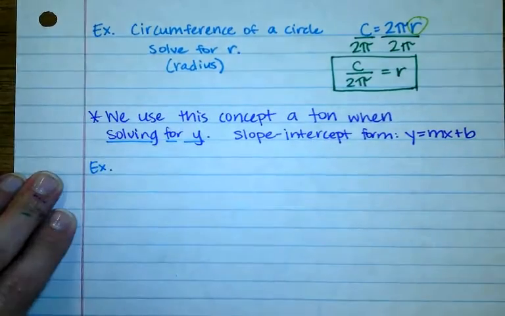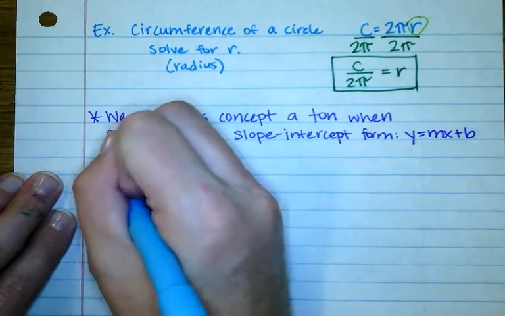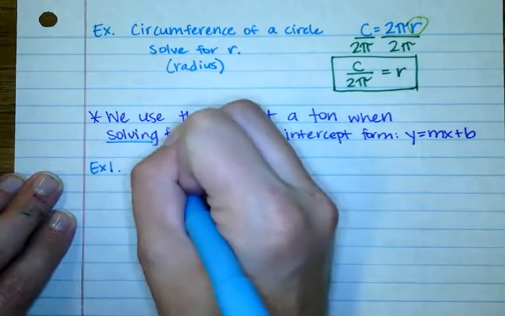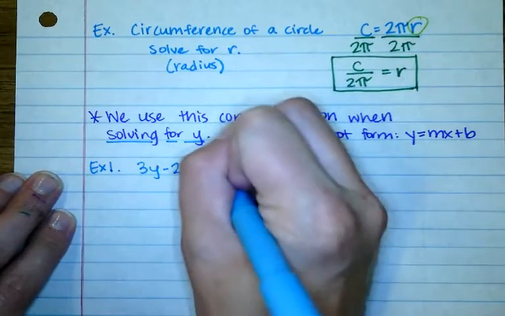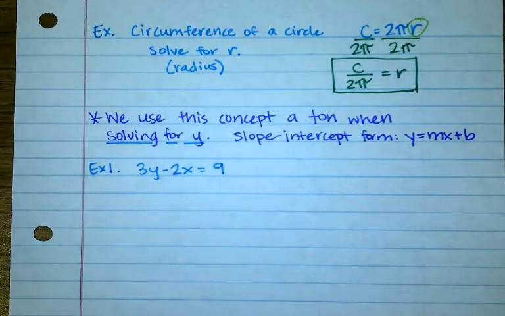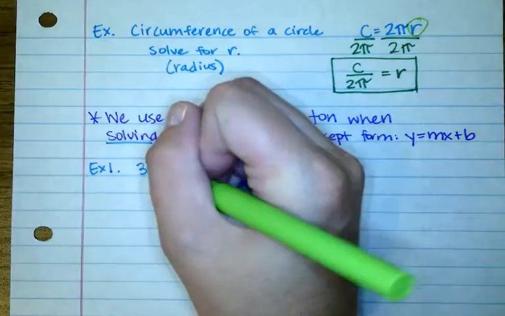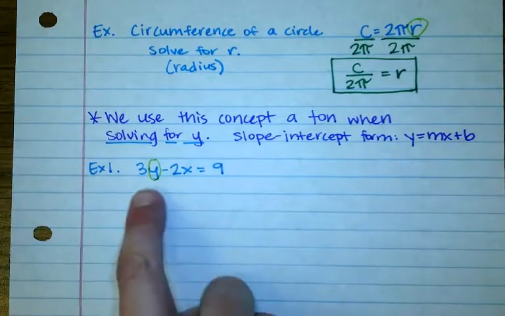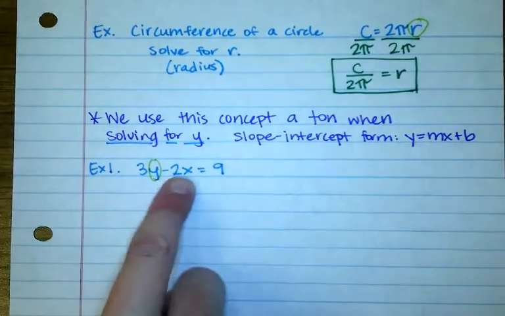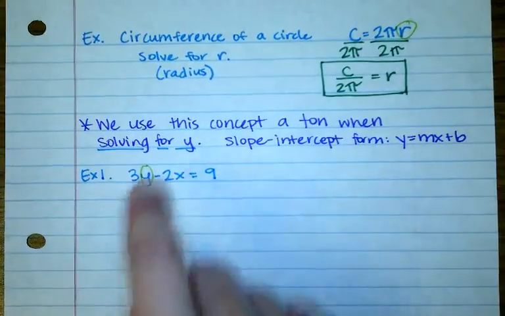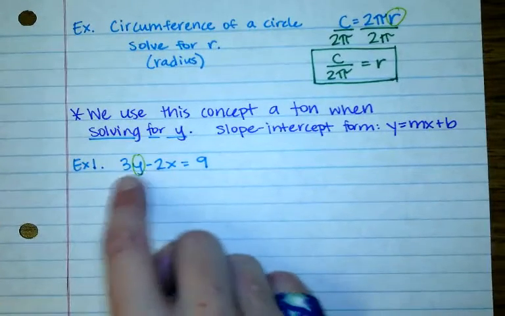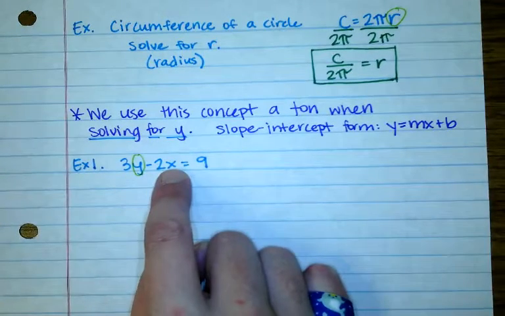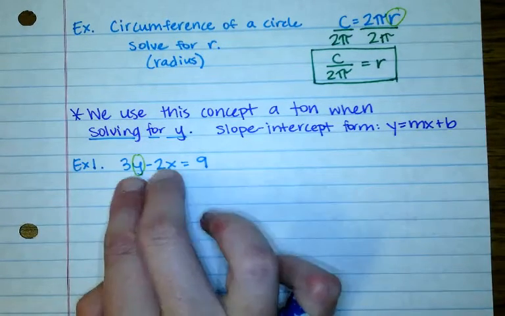We have 3y minus 2x is equal to 9. So I want to solve for y. So I need to get the y by itself. We're going to go through the same steps of solving an equation. Do I need to distribute right here? Nope. Do I need to combine any like terms? Nope. I do need to move my variables, though, right?